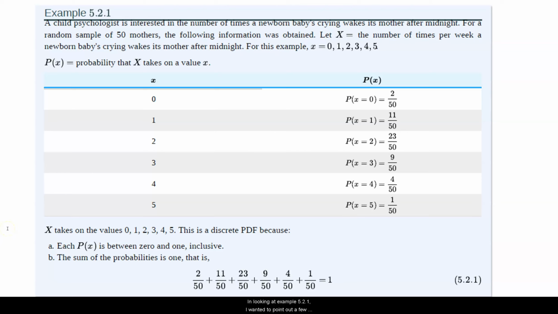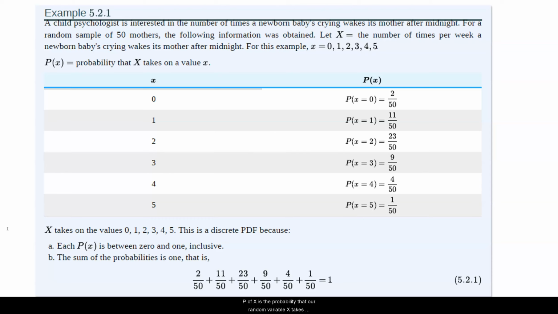In looking at example 5.2.1, I wanted to point out a few things about a probability distribution table, like what's shown here. The problem sets up the situation. A child psychologist is interested in the number of times a newborn baby's crying wakes its mother after midnight. For a random sample of 50 mothers, the following information was obtained. Let X equal the number of times per week a newborn baby's crying wakes its mother after midnight. For this example, X equals 0, 1, 2, 3, 4, or 5.